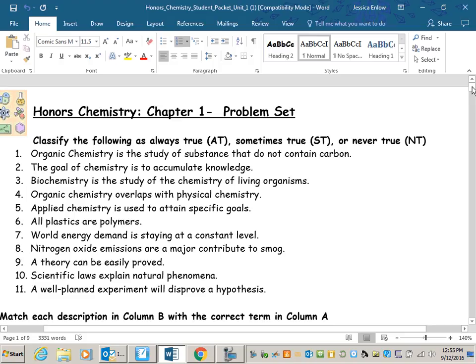Why would this be sometimes? What else causes smog? It's not like greenhouse gas, but not smog. Smog is very, very specific. That is always true. 8 is always true. Fun fact, nitrogen monoxide or nitrogen oxide, NO, is also laughing gas.